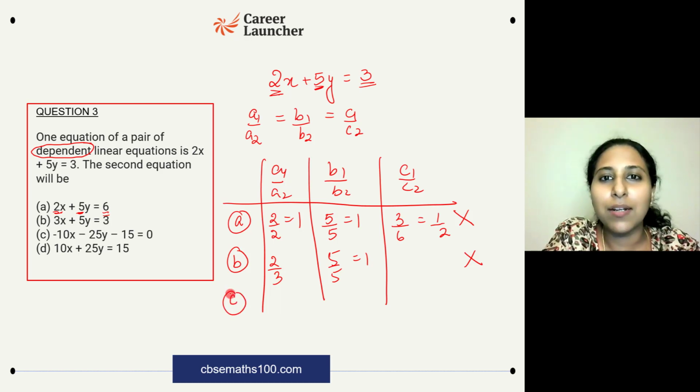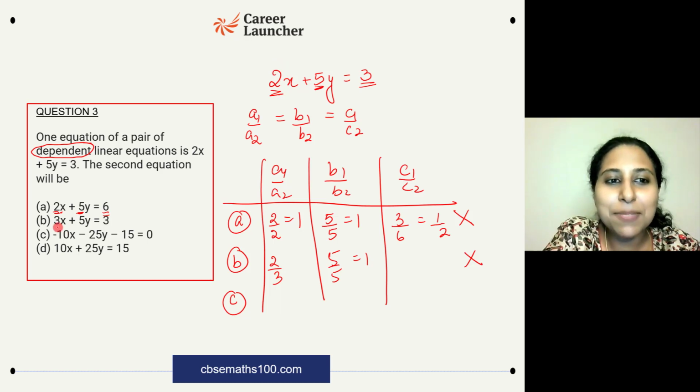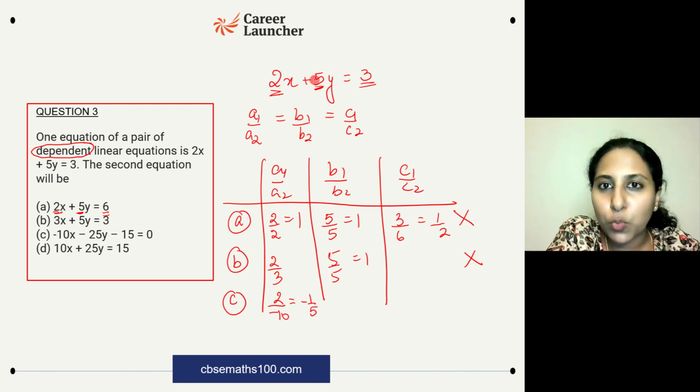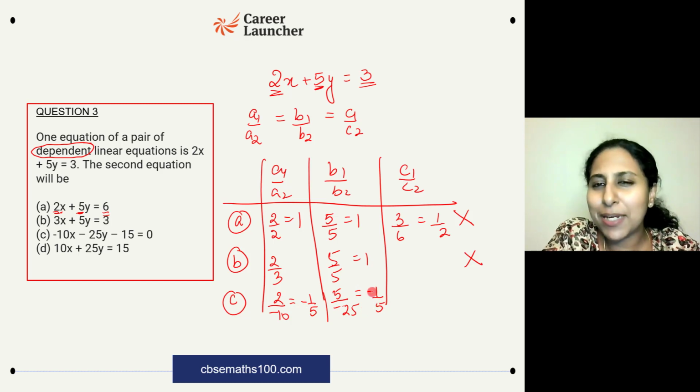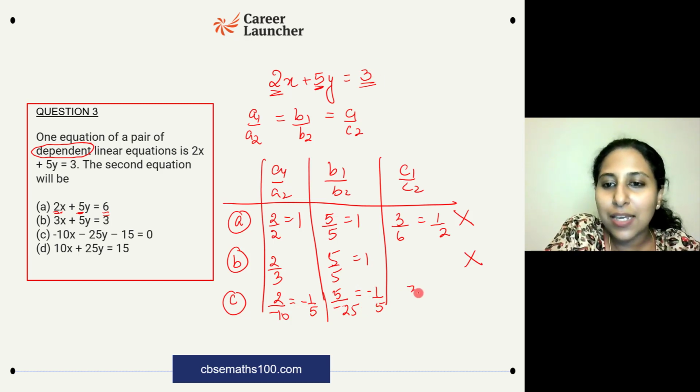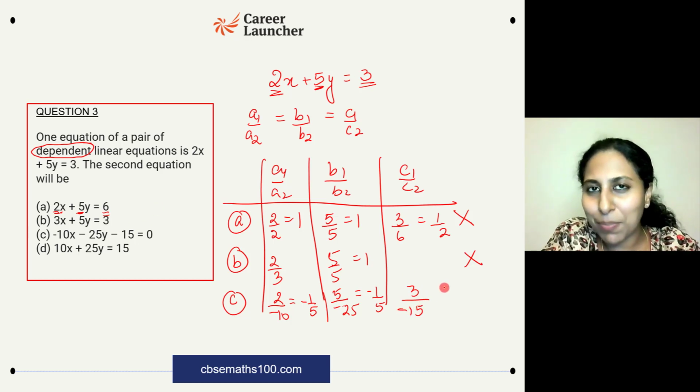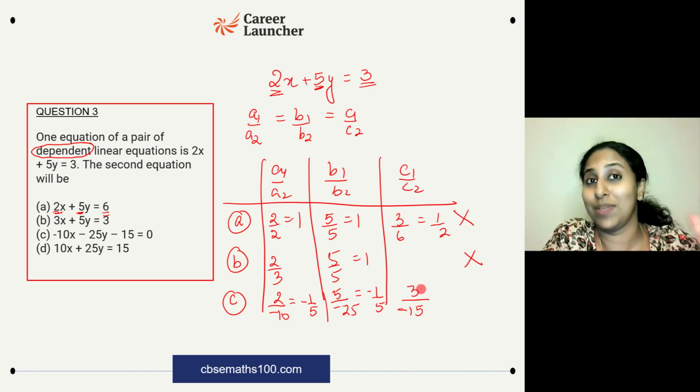What is A1 by A2 here? You're having 2 divided by this minus 10. 2 by minus 10 would be equal to minus 1 by 5. What is B1 by B2? B1 is this 5 and B2 is this y coefficient, minus 25. So you get 5 by minus 25, which is again equal to minus 1 by 5. Here, since A1 by A2 is equal to B1 by B2, we can continue. What is C1 by C2? C1 is this value 3. And what is C2? Is it minus 15? 3 by minus 15 and then you get minus 1 by 5? Is that correct? No, it's not right.